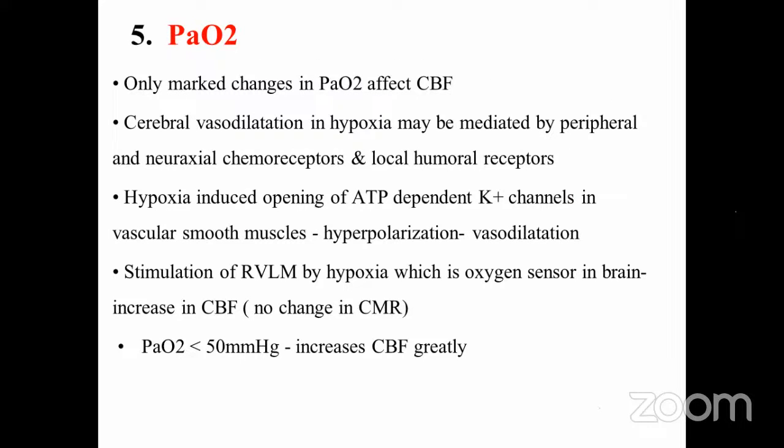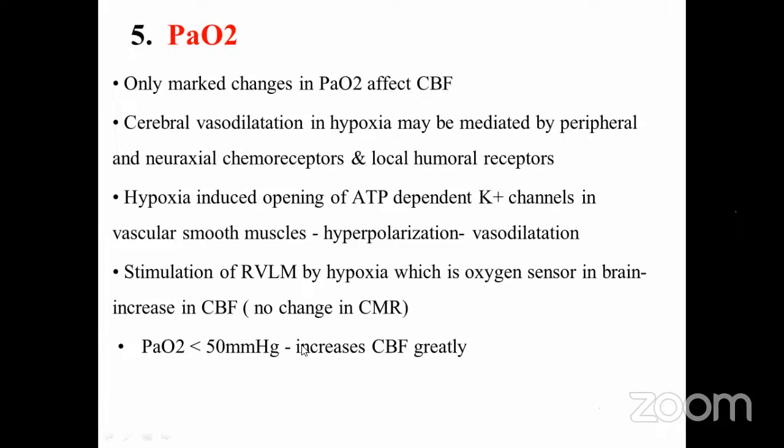PaO2, partial pressure of oxygen. Only marked changes in PaO2 affect cerebral blood flow. That is, if PaO2 is decreased to less than 50 millimeter mercury, only then do we see increased cerebral blood flow. Cerebral vasodilatation in hypoxia is mediated by peripheral and neuraxial chemoreceptors and local humoral receptors. That is, hypoxia, that is decreased PaO2, is sensed by the peripheral chemoreceptors, whereas a rise in PaCO2 is sensed by the central chemoreceptors, which sense the pH in the CSF.